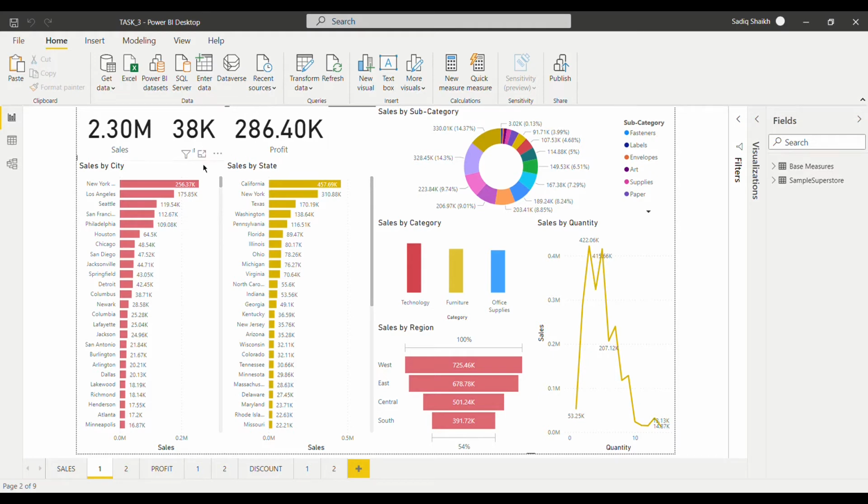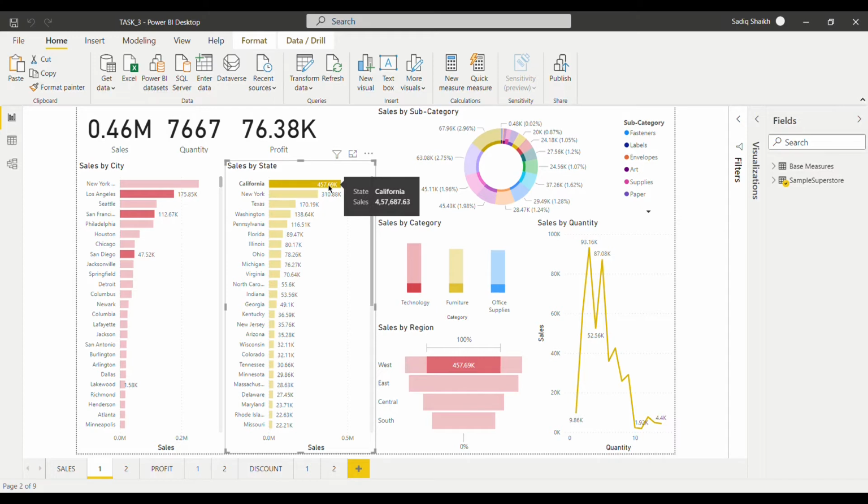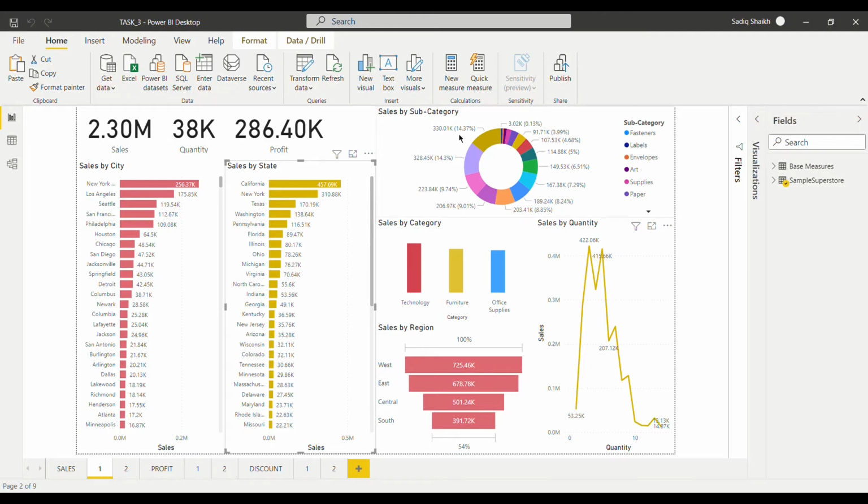If we see by city, then we can see New York has the highest number of sales, and in terms of state, California has the highest sales. If we select California, we can see that in this particular state Los Angeles has the highest number of sales. The second position is San Francisco, and the third is San Diego. So these states have these cities, and these cities have the top sales listed over here.